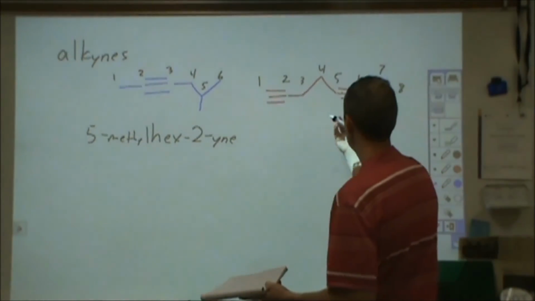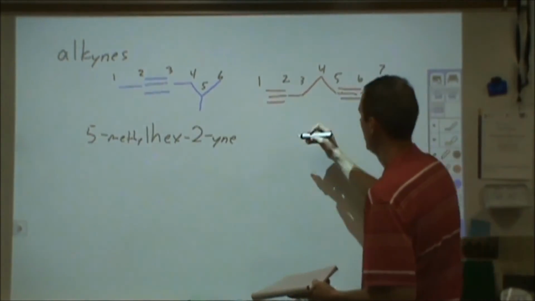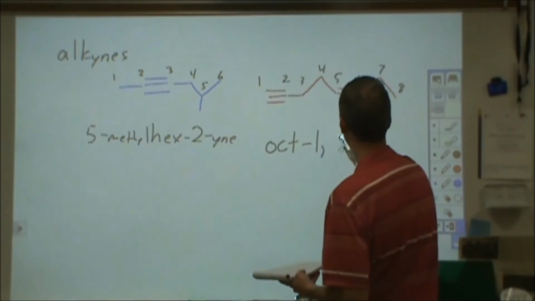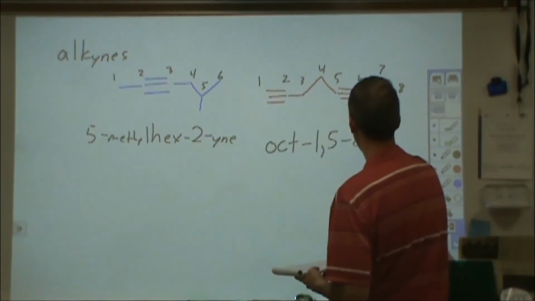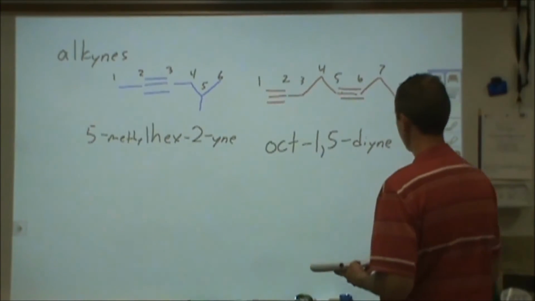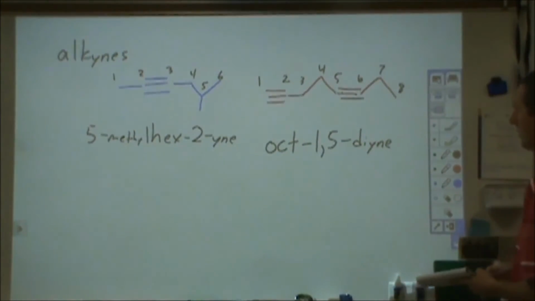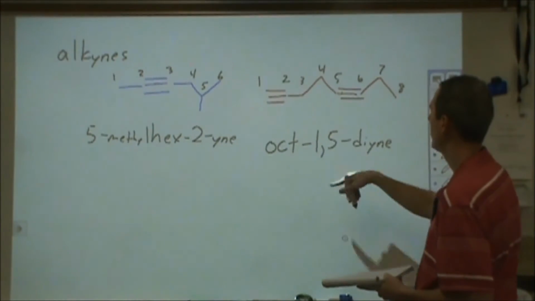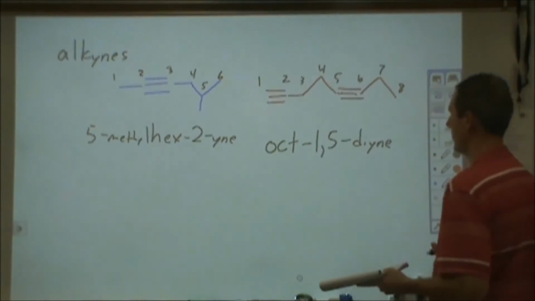So we're looking at octyne, but we have 2 triple bonds. So we're going to write oct-1,5-diyne. Okay, so the di tells you that there are 2 triple bonds, one located at the first carbon, one at the fifth, and there are 8 total carbons in that particular chain.